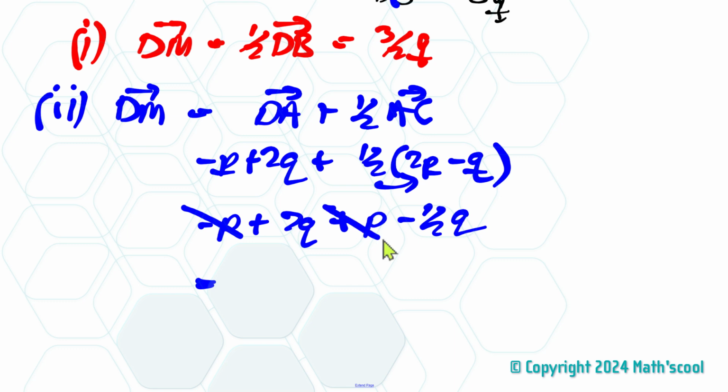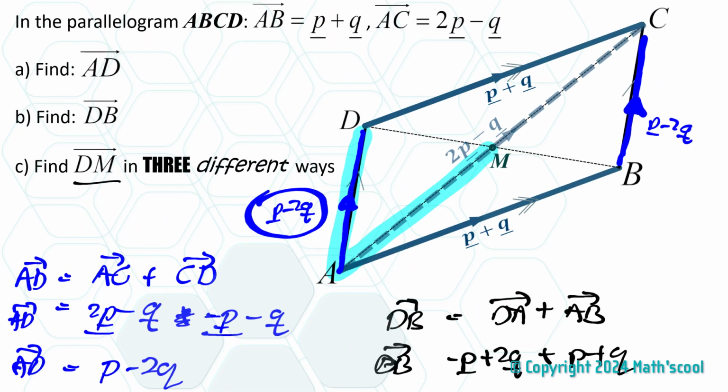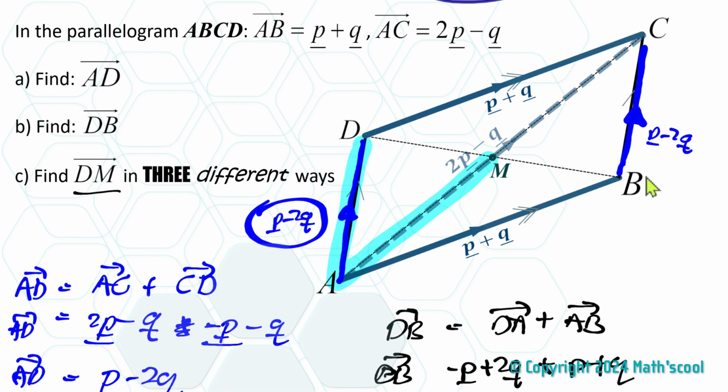And the minus p and the plus p cancel each other out. And so 2q minus half q gives me 3 over 2q. So you can see it's the same answer for D to M going that way around. Okay, so I went half of this route. Now I've gone this route. And now I'm going to go one more route just to say that we've done all 3 routes that they asked for. And the route I'm going to go this time is I'm going to go this way instead.